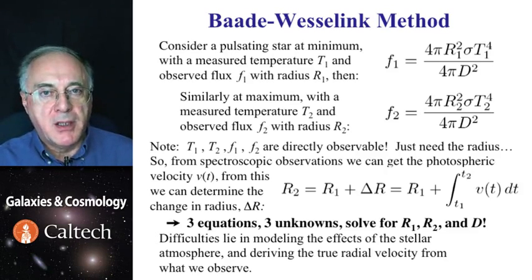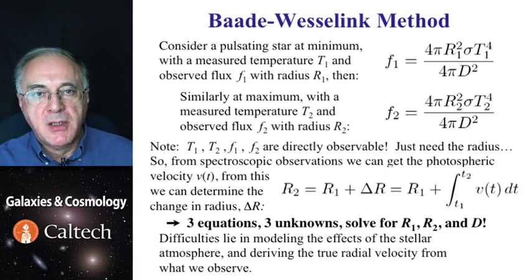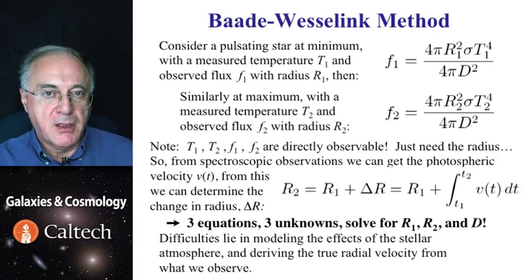A problem is that stars are not perfect blackbodies, and some modeling of stellar photospheres has to be done in order to actually make the method work. So there is model dependence, and that's where the uncertainties come from.